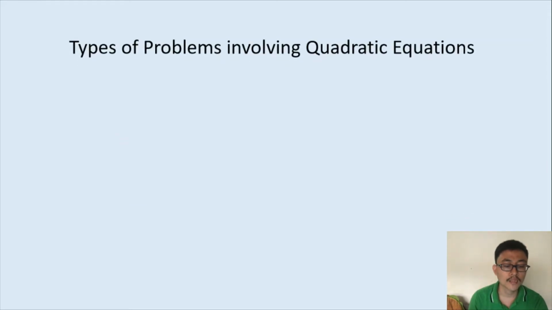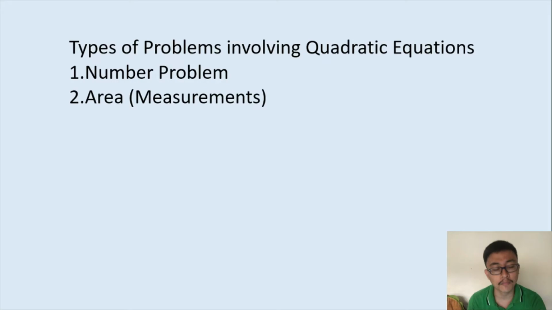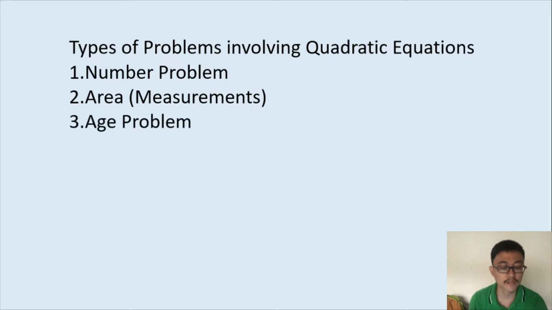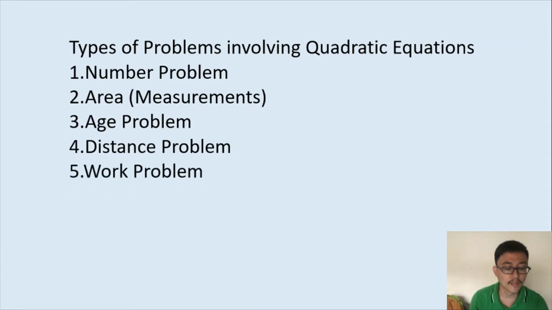So, ito yung mga types of problems involving quadratic equations. Number 1, you have the number problem. You have the area or measurements. Number 3, age problem. 4, distance problem. Number 5, work problem.